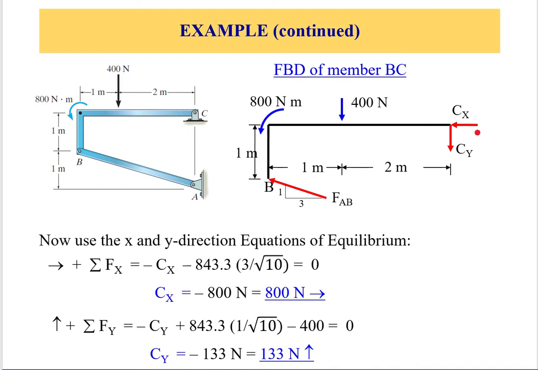So apply the summation of forces in X equal to 0: minus Cx minus the component of FAB in X, which is FAB multiplied by the cosine of the angle, equals 0. So you're going to end up with the reaction force. It's to the right. Same thing for the Y.